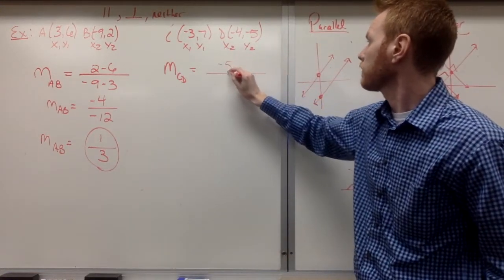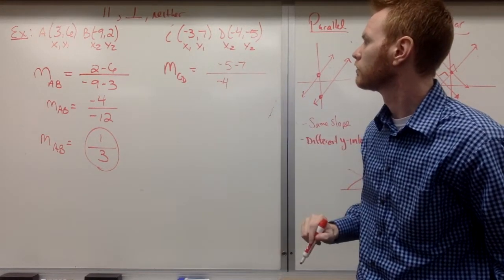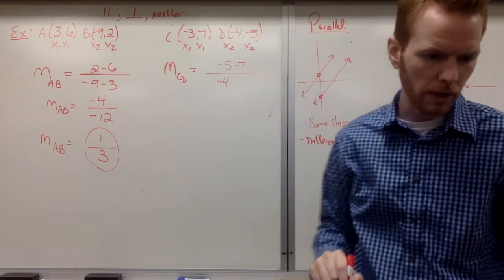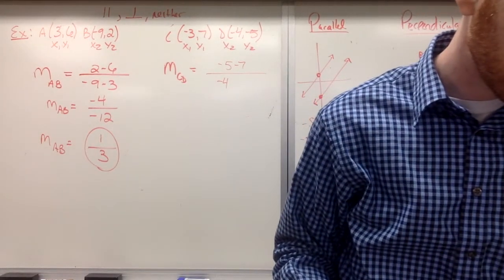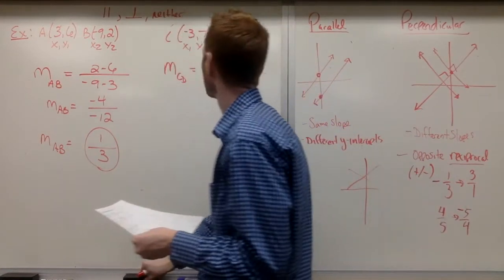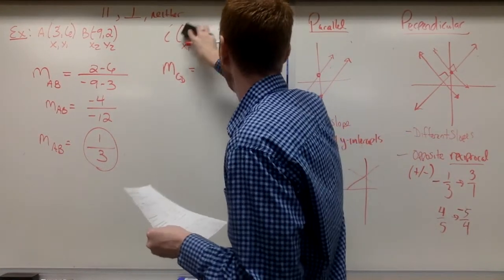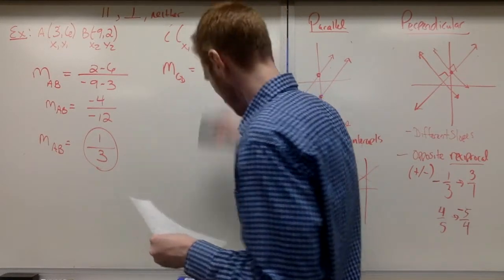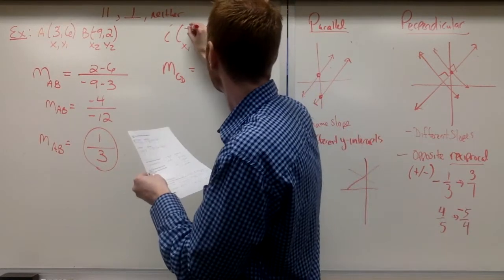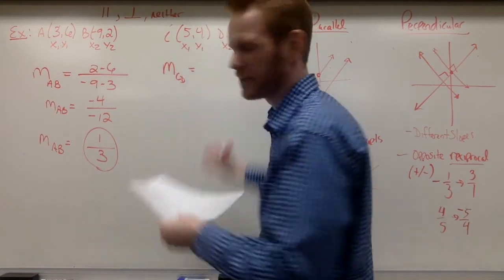Subtract, we get -5 minus 7. Wait a minute. Did you catch it? I just wrote the same thing from the last problem. Oops. This would be 5, 4, 2, 3.